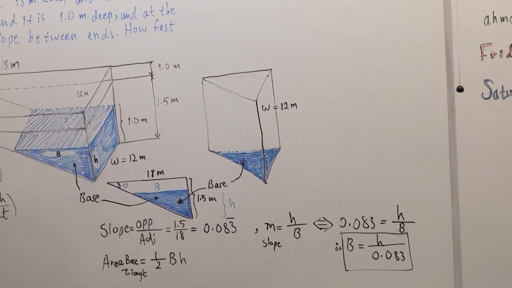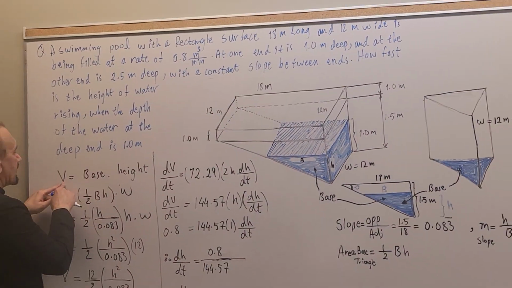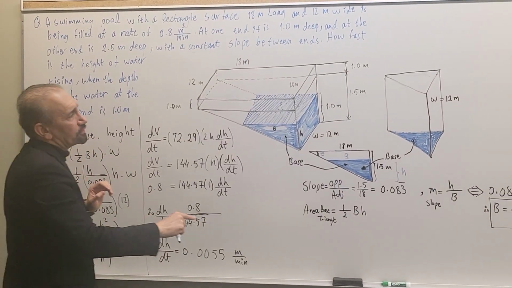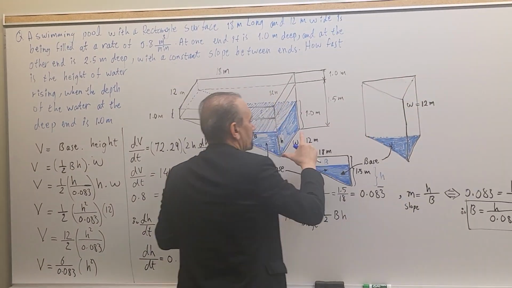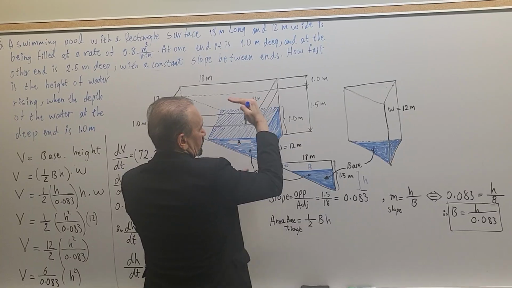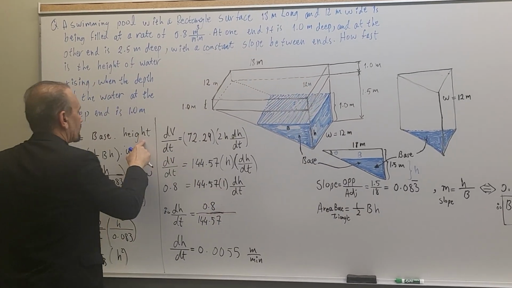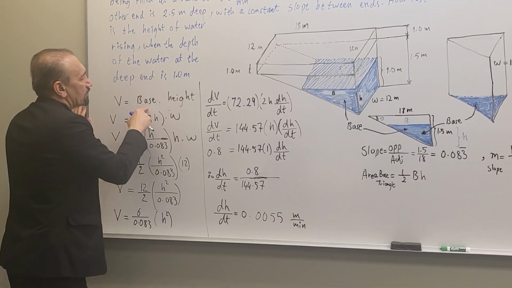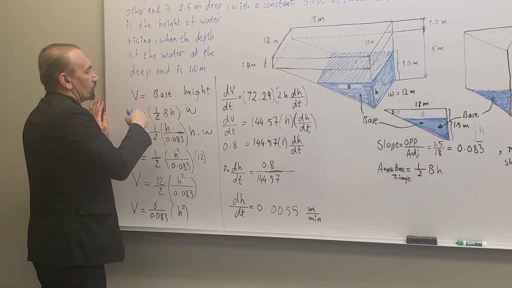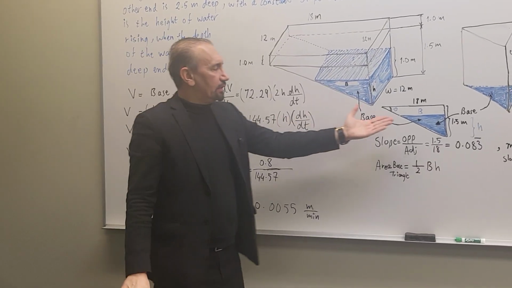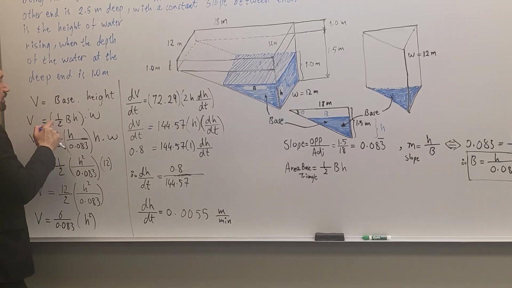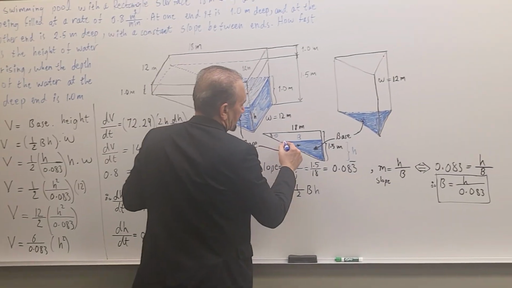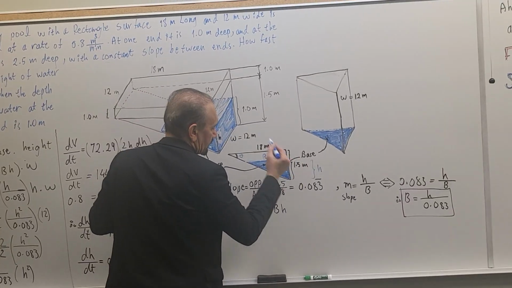So now I am coming back here. I will say that the volume of the prism is the base times the height. The height of the prism, as I said, is the width of the pool, because I took it this way. The width is constant. I'm not going to change it. The base is changeable, since it is a triangle. So I have half of the base of the triangle times its height.